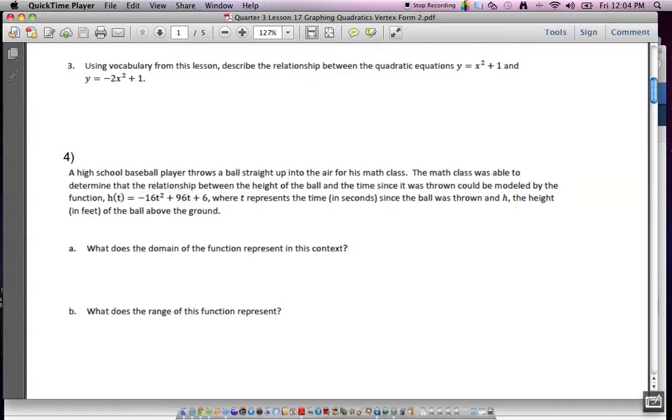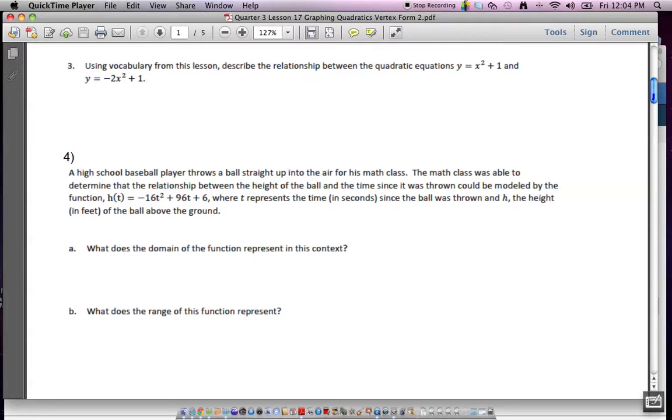Number 4. A high school baseball player throws a ball straight up into the air for his math class. The math class was able to determine that the relationship between the height of the ball and the time since it was thrown could be modeled by the given function, where t represents the time the ball was thrown. What is the domain of the function in this context?